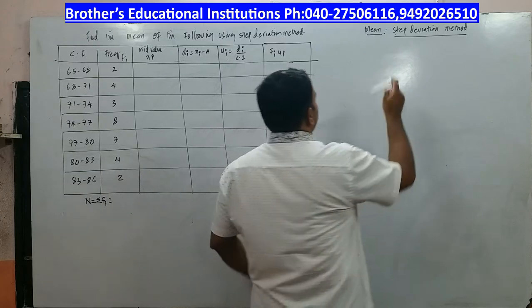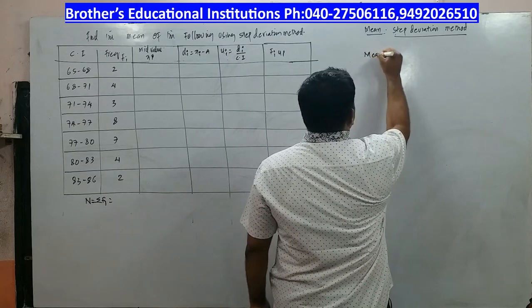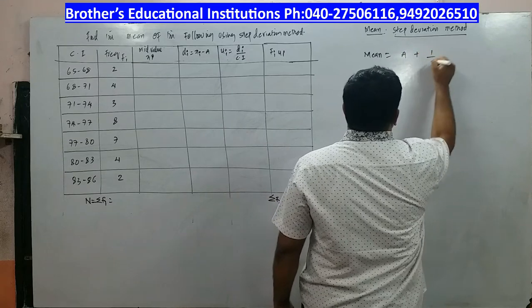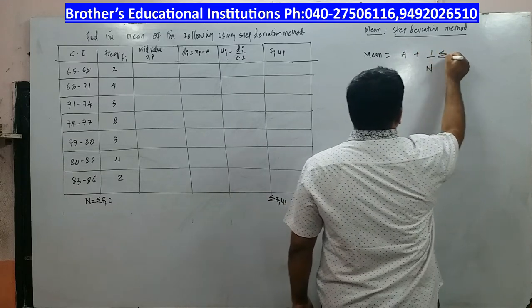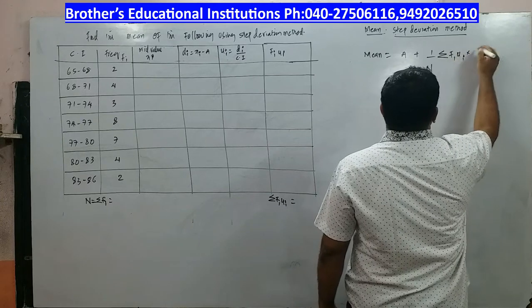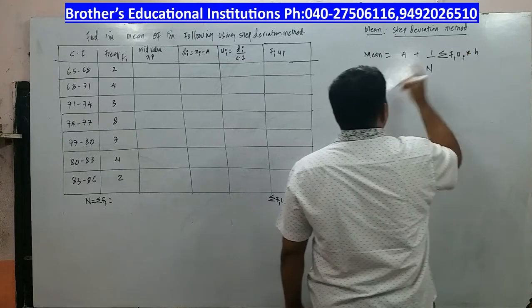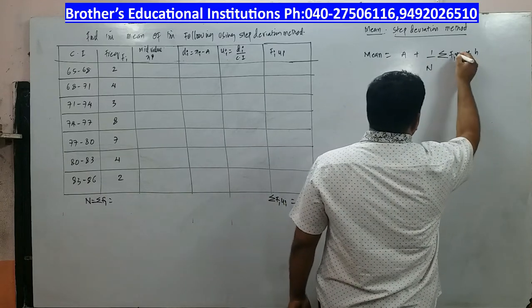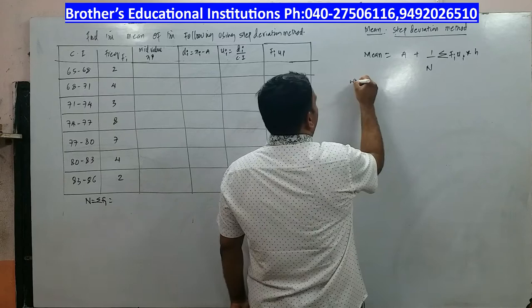Now what is the step deviation method formula? I am going to write, pay attention. As per the step deviation method, the formula is a plus 1 by n sigma fi ui into h, right? Let me explain the terms over there. Mean is equal to a plus 1 by n sigma fi ui into h, where what is a?